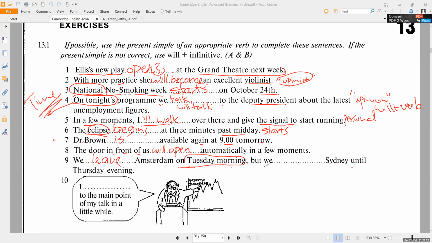but we arrive in Sydney. Since we use "but" here, it must be followed by a negative. We need a negative: but we don't reach. Okay, we don't reach Sydney until Thursday evening.